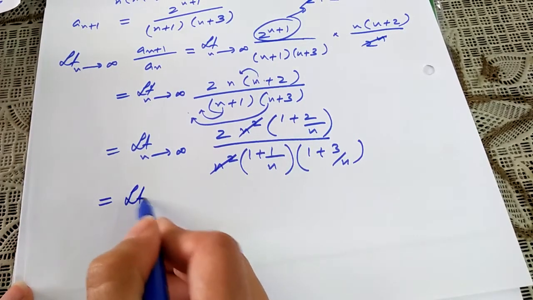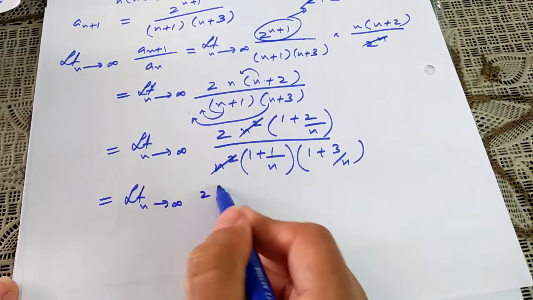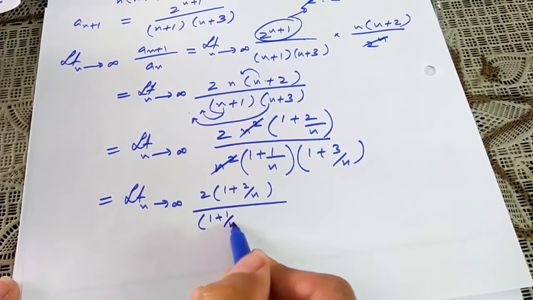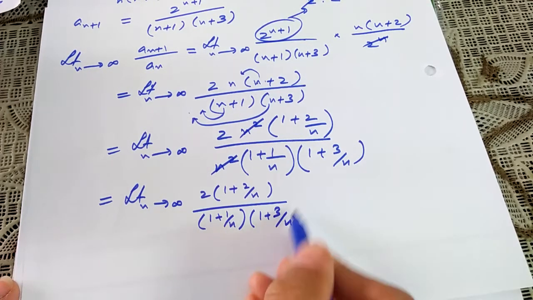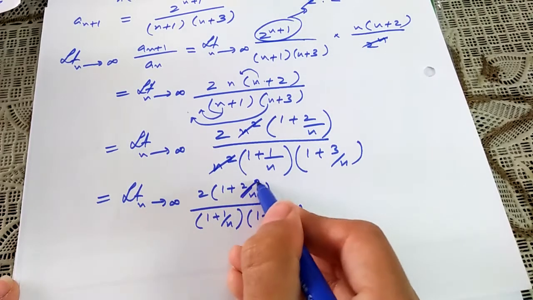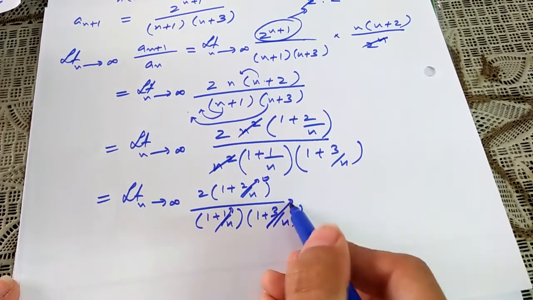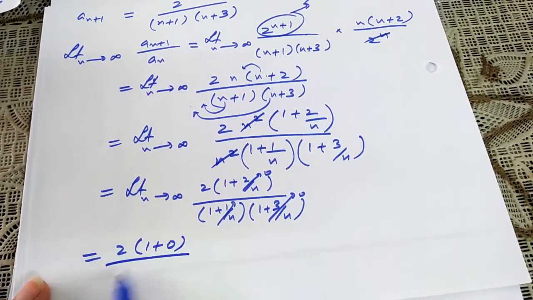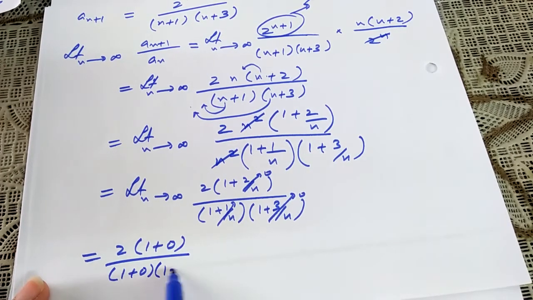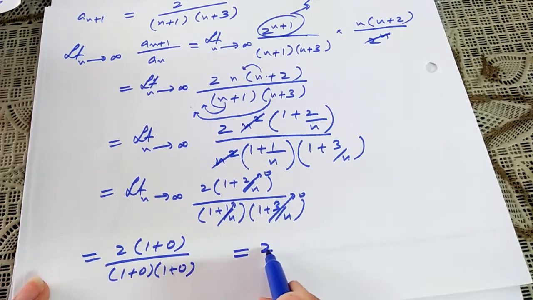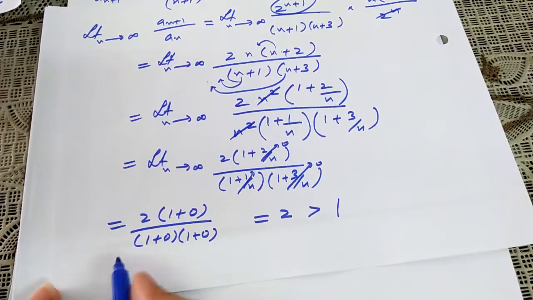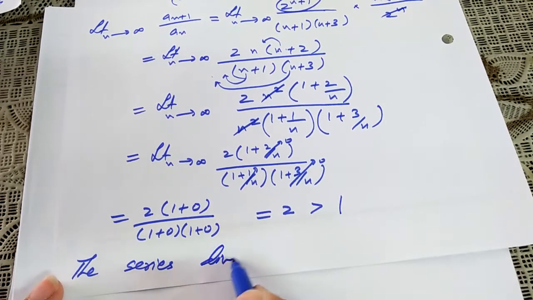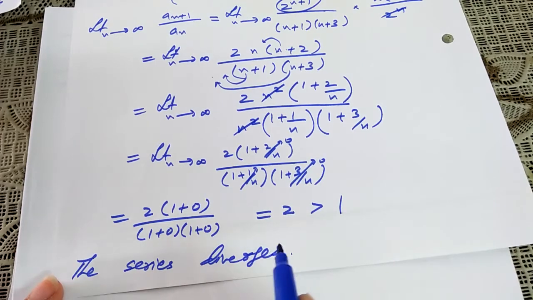So this will be the limit as n approaches infinity of 2 into 1 plus 2 over n divided by 1 plus 1 over n into 1 plus 3 over n. Now apply the limit. This term goes to 0, this term goes to 0, and this term also goes to 0. So you will be left with 2 into 1 plus 0 divided by 1 plus 0 into 1 plus 0. So here you will get 2, and this is greater than 1. So the given series diverges. The given series diverges by the ratio test.